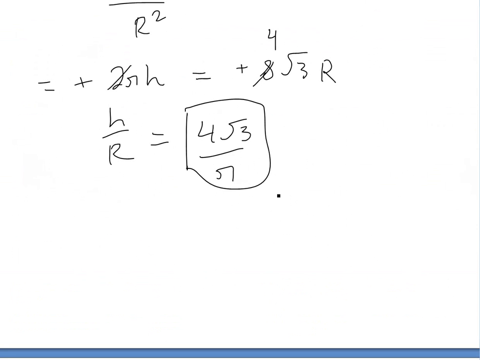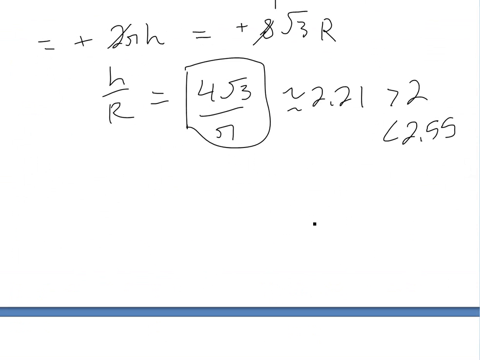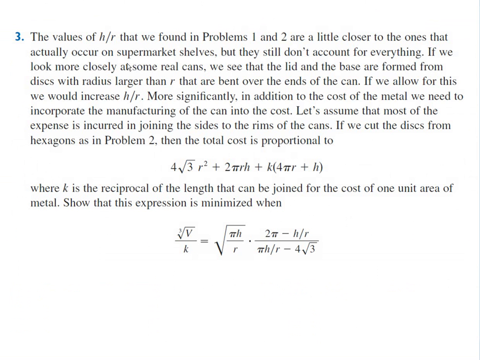If you plug it into the calculator, you're going to get roughly 2.21. As you can see, this is greater than 2, but it's less than 2.55, so it is more efficient packing than the square metal pieces where you have to cut the circles from.